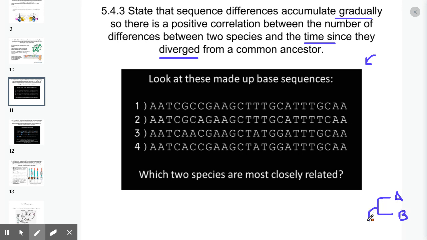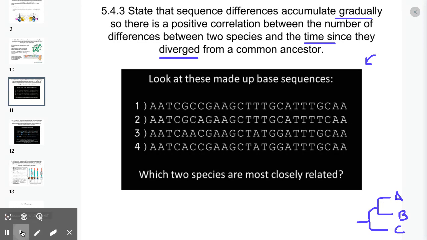We can use this tree to identify, hey, when did these species diverge? Was it 1 million years ago? Was it 2 million years ago? Was it half a billion years ago? And based on the number of changes and also what we know about the speed of changes, we can identify how long ago it occurred.